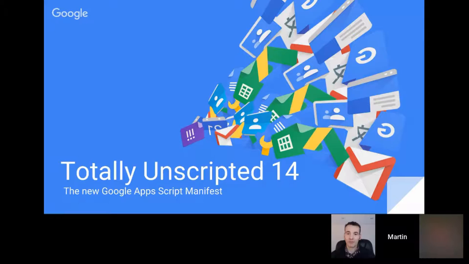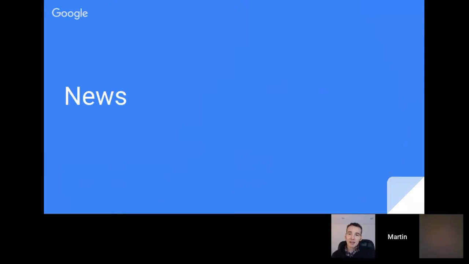Today we've got some bits and pieces to look at. So we'll start with some news and updates, and then for this show we're going to look at the new Google Apps Script manifest files. So this is a way that you can control your project. So we'll have a look at those in a second. So we'll start off with some bits and pieces to come out.